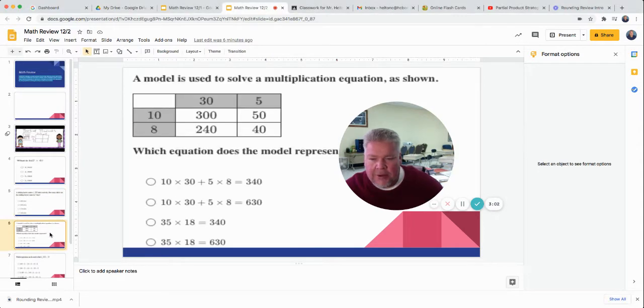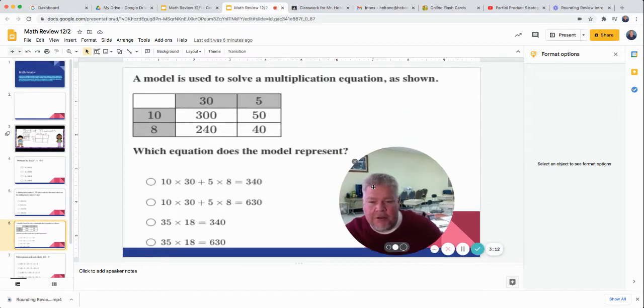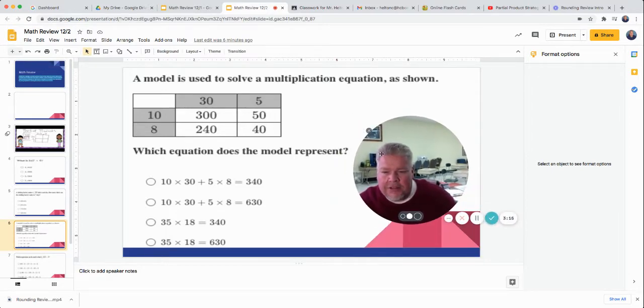Okay. Next question is this area model. It's the box method. These are called partial products inside the box here. So let's look at the question. This is probably the one you scored the lowest on, and I understand it's a bit confusing. A model is used to solve a multiplication equation as shown. You've got a 10, an 8, a 30, and a 5, and then you've got these partial products in here. Which equation does the model represent?